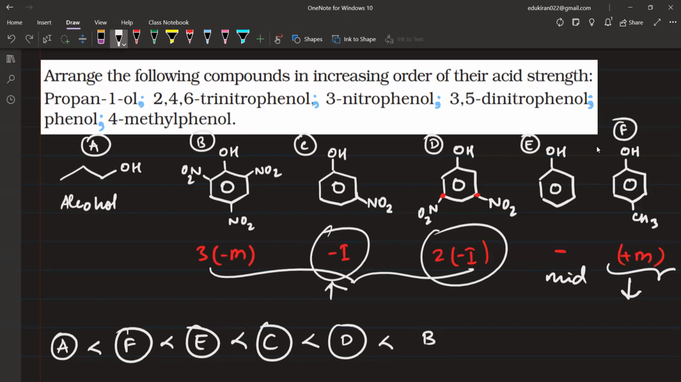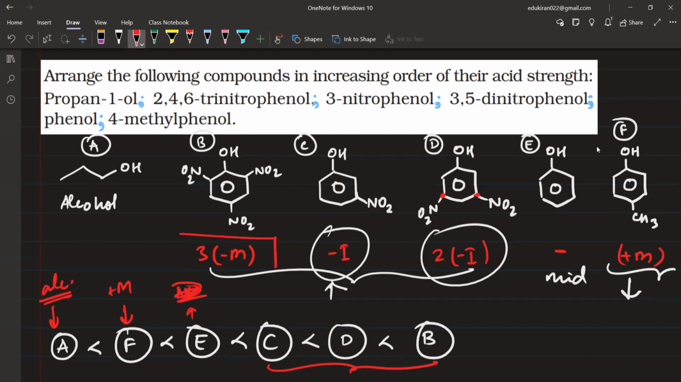Okay, so you don't have to memorize anything. You just need to write things logically. Why did we write A? Because it was alcohol. Why F then? Because it was plus M. And why this? Because it is neutral, just pure phenol, there is no group here. And all of these are having minus I, electron withdrawing groups. The one with 1 minus I has the least effect, after that the one with 2 minus I, after that the one with 3 minus M. Okay, so please write this down.